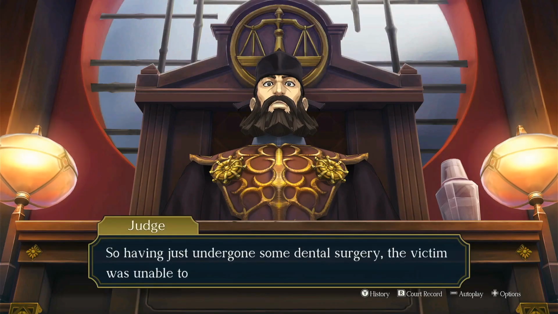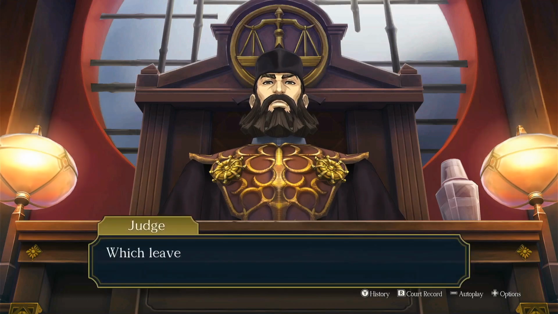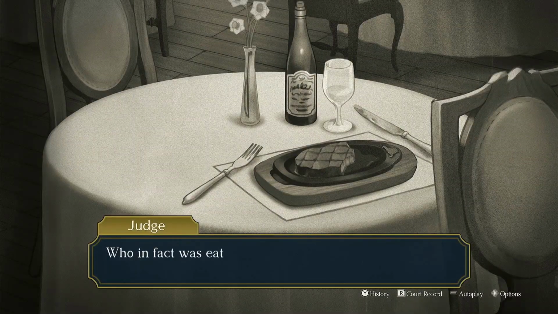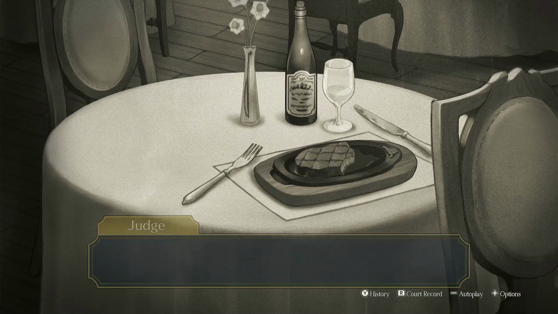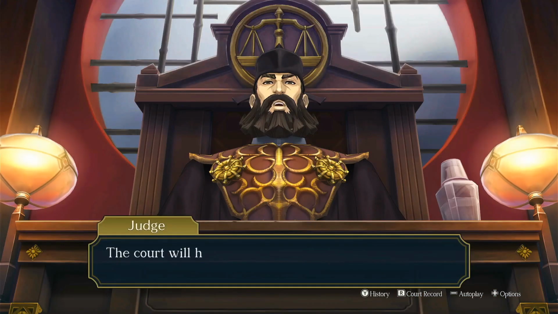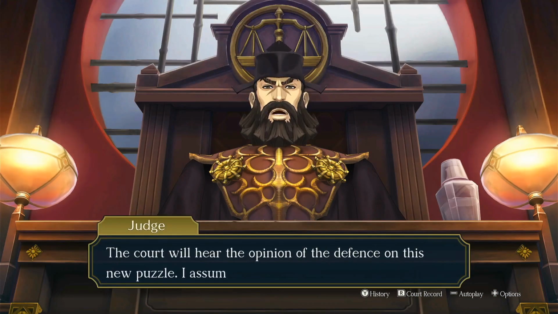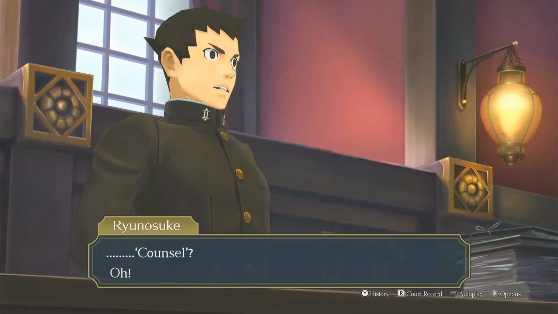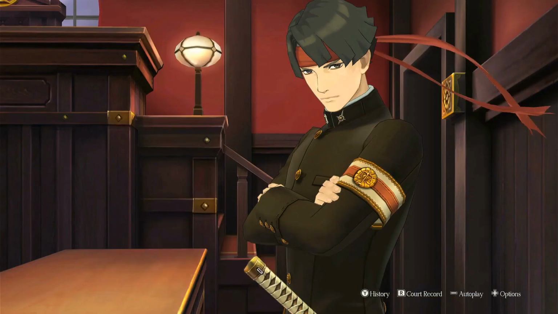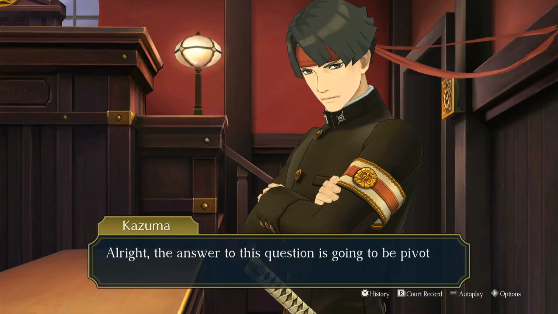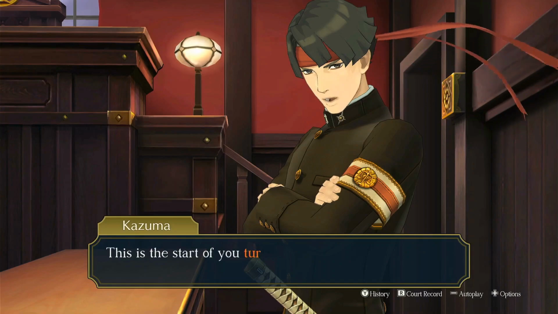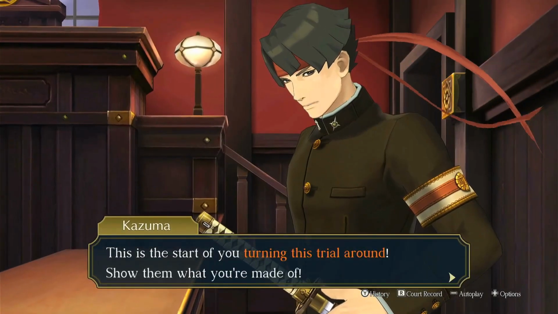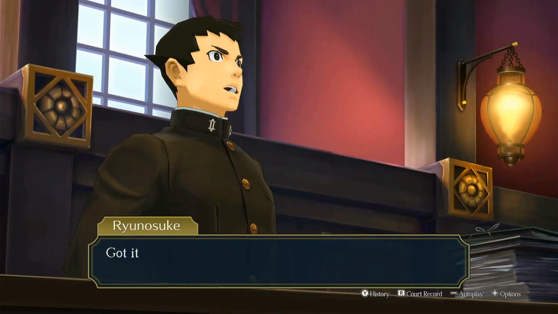So having just undergone some dental surgery, the victim was unable to eat. Which leaves one very crucial conundrum. Who in fact was eating the pictured beef steak? The court will hear the opinion of the defense on this new puzzle. I assume you're ready, counsel? Counsel? Oh, that means me, doesn't it? All right. The answer to this question is going to be pivotal. This is the start of you turning this trial around. Show them what you're made of.